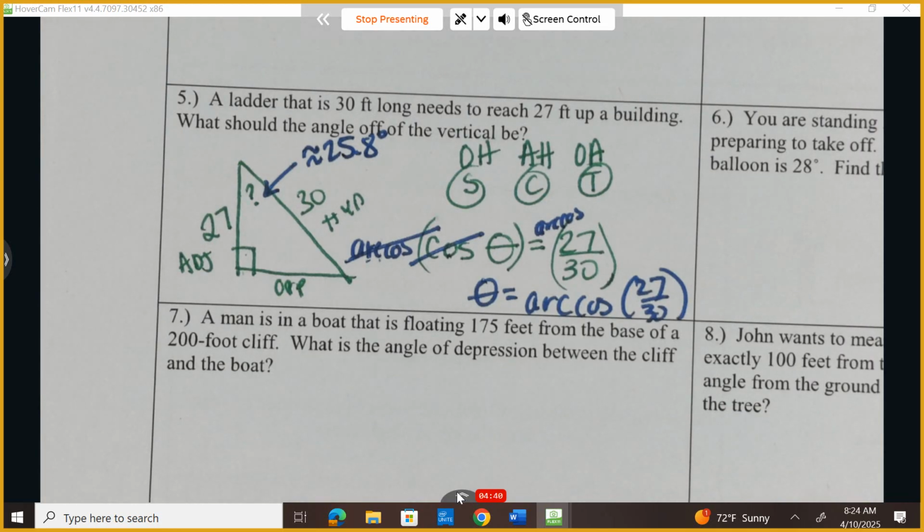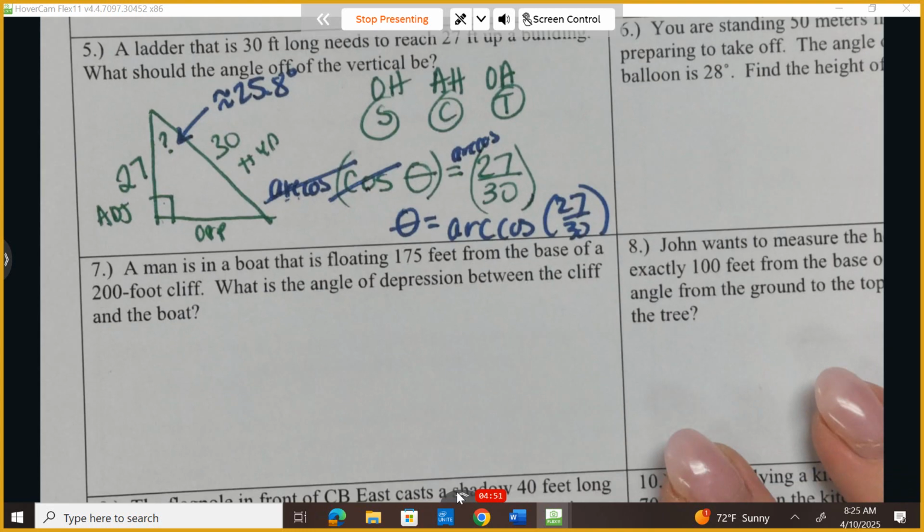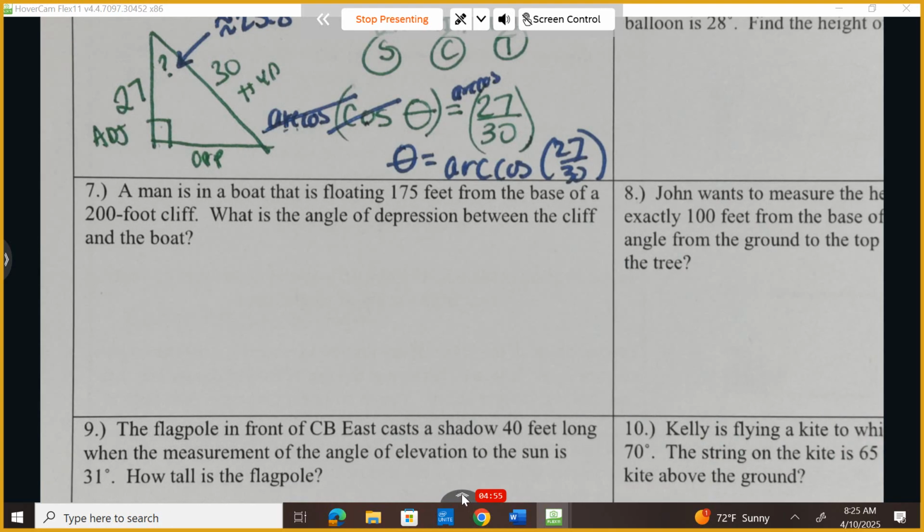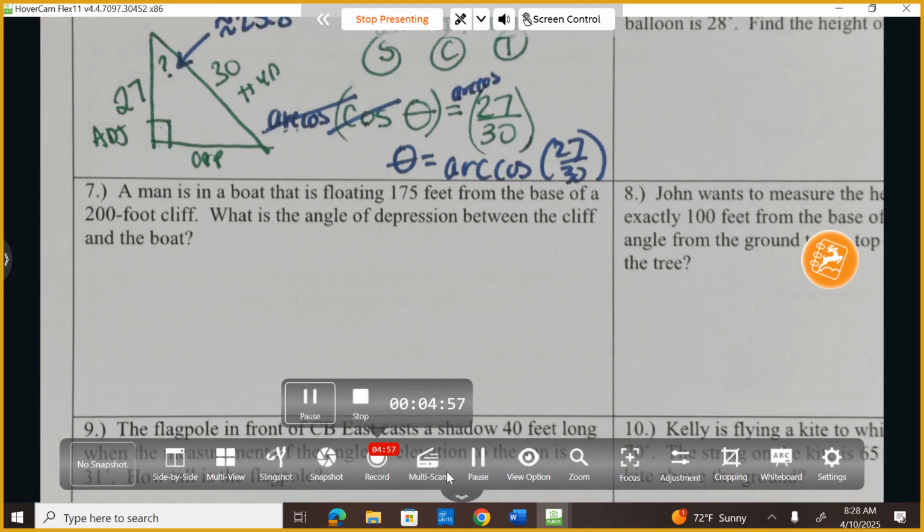We just use the concept of inverse functions in order to determine an angle. I'm going to say this again. Inverse functions will only be used to determine an angle measurement. Please go down right now to number 7.